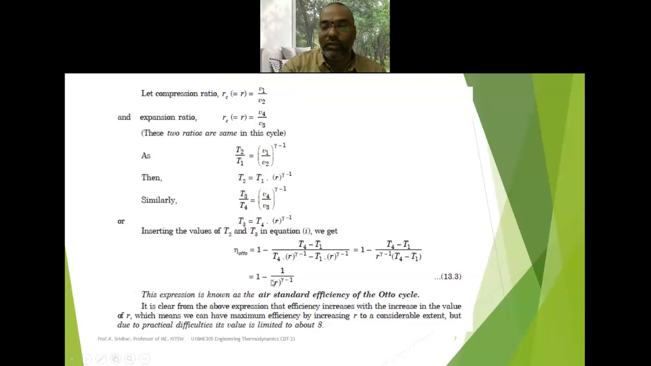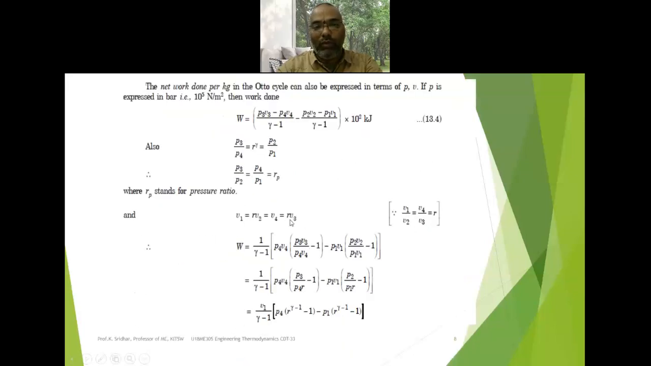What is the value of the compression ratio in the Otto cycle? Normally it is limited to 8, but in modern SI engines the compression ratio goes up to 10 or 12. We restrict it to only 10 or 12 in the case of the Otto cycle. Whenever the compression ratio exceeds 10 or 12, we experience knocking problems. So to avoid knocking problems, we restrict the compression ratio in modern SI engines to normally 12. That is the basic idea about the Otto cycle.